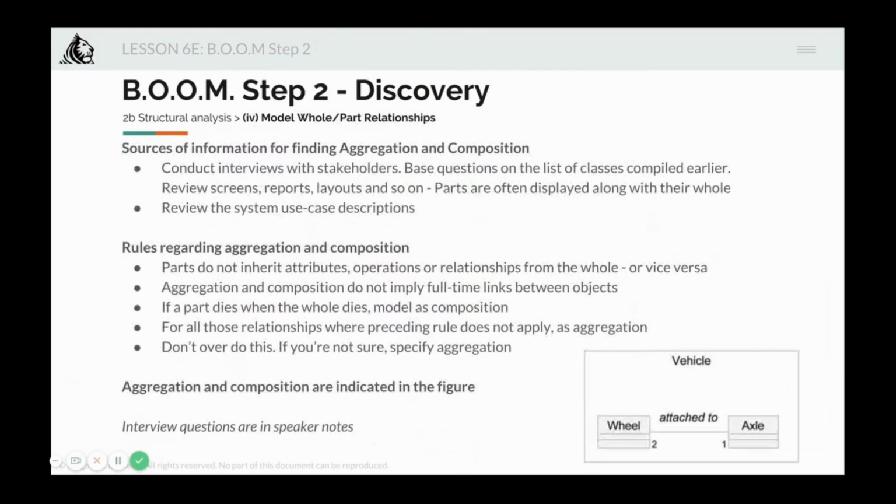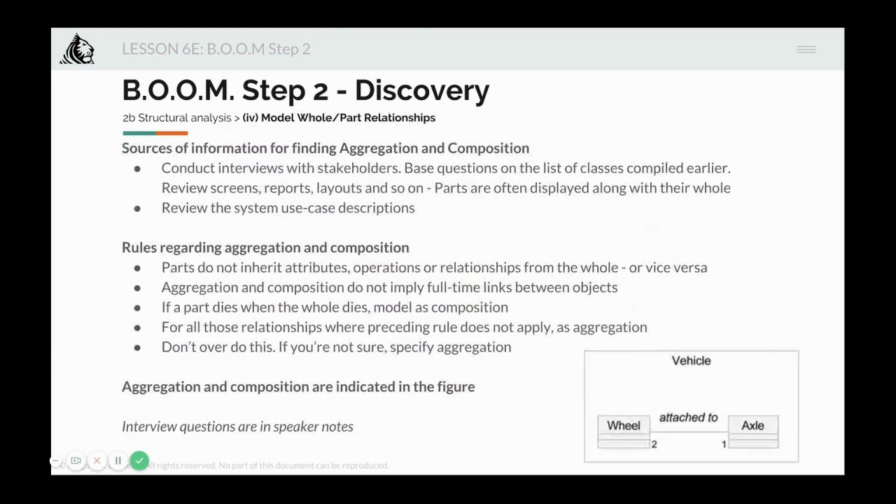So, what are some of the rules regarding aggregation and composite aggregation? Well, parts do not inherit attributes, operations, or relationships from the whole or vice versa. This is an important thing. The parts will not inherit the attributes or operations. Aggregation and composite aggregation do not employ full-time links between the objects. The whole can drop or add parts during its lifetime.